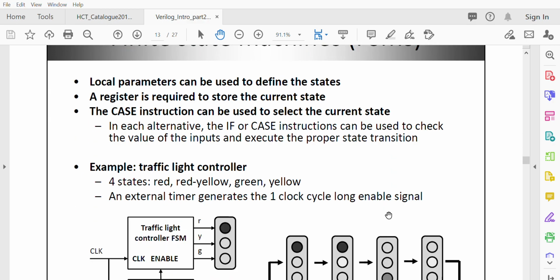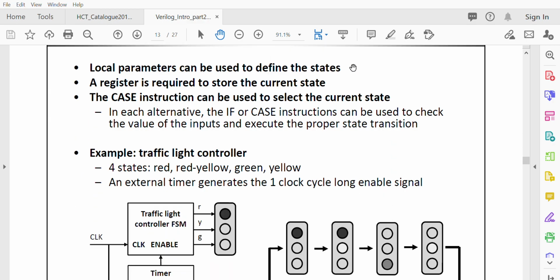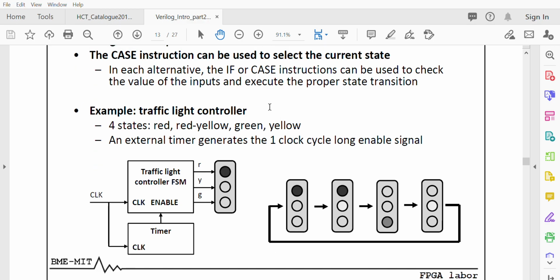Finite state machines. Local parameters can be used to define the states. A register is required to store the current state. The case instruction can be used to select the current state. In each alternative, the if or case instructions can be used to check the value of the inputs and execute the proper state transition. Example, traffic light controller. 4 states: red, red-yellow, green, and yellow. An external timer generates the 1 clock cycle long enable signal. Okay.